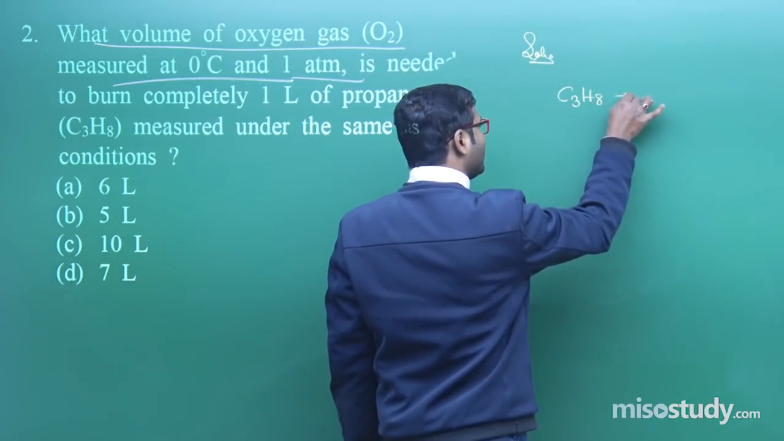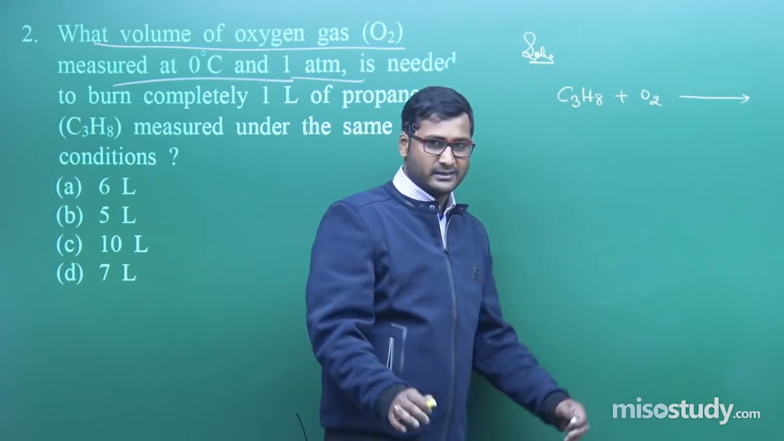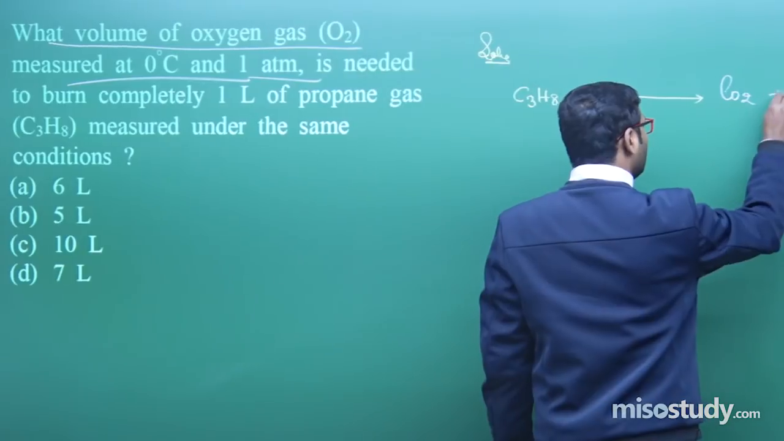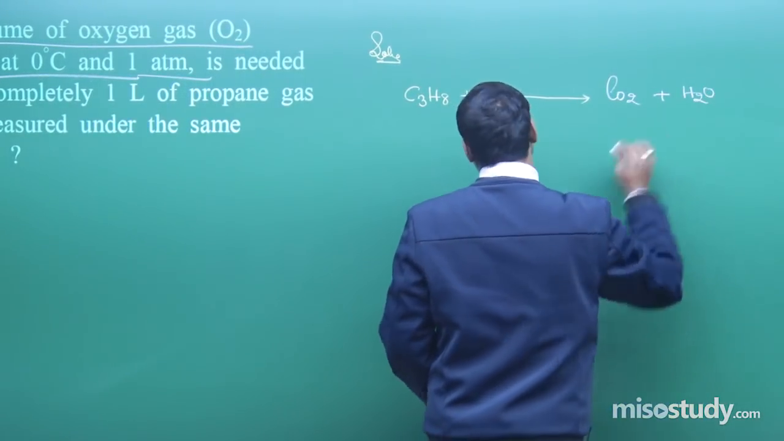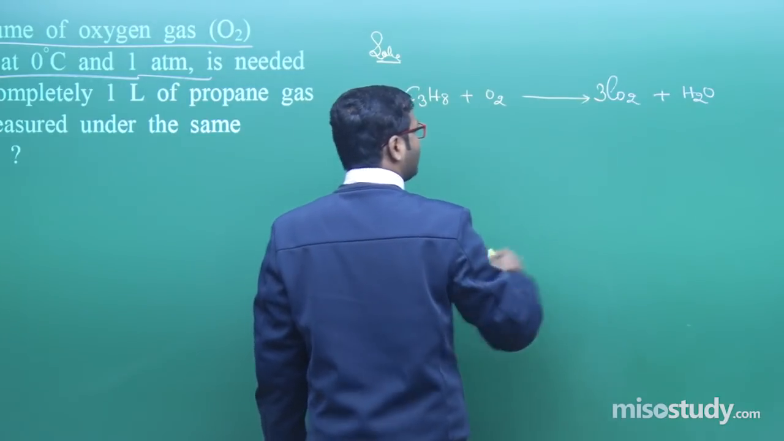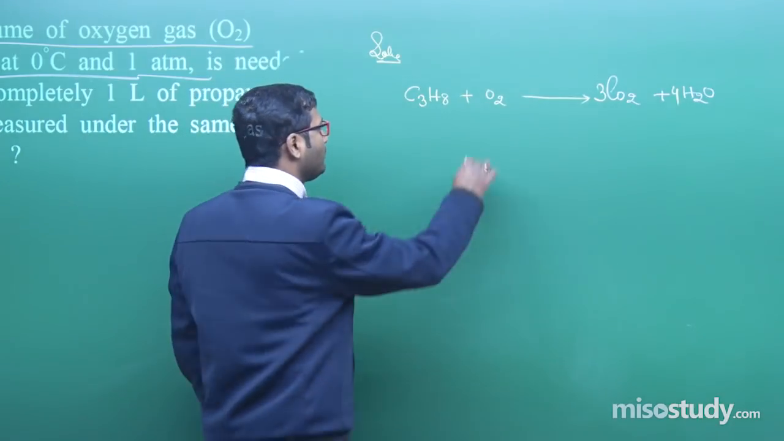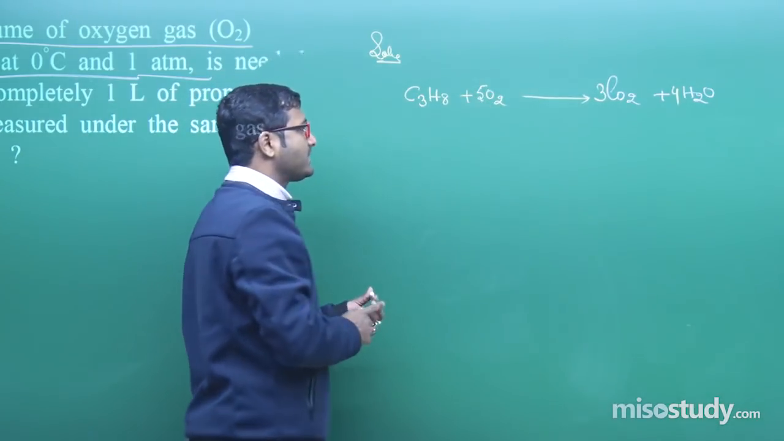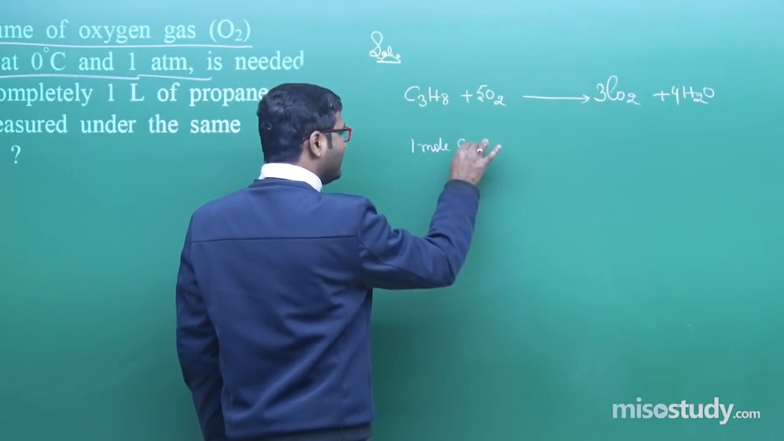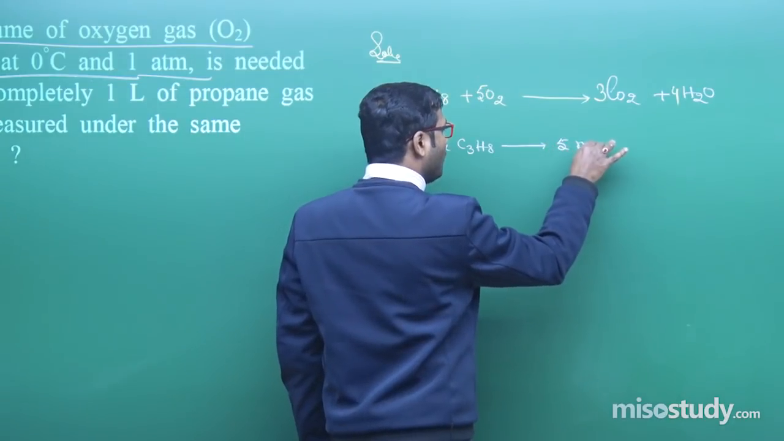That is C3H8. When treated with oxygen, complete combustion takes place. It gives you CO2 plus H2O. Let me balance it. C3, put here 3. Hydrogen is 8, put here 4. Now oxygen is 6 plus 4, 10, put here 5. What we observe here is that 1 mole of C3H8 requires 5 mole of O2.